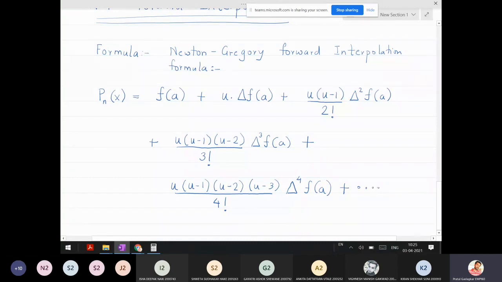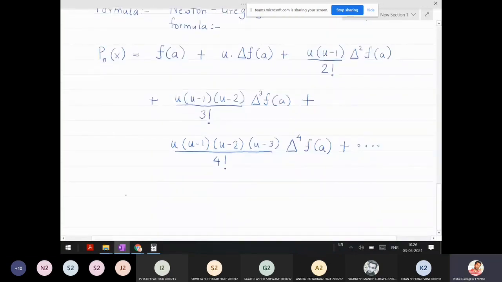This will be continued. Okay, this is the formula of Newton's Gregory forward interpolation. Now this looks very difficult actually, but when I solve problems then you will understand that it is very easy to handle this type of formula. Where, let us write, u is equal to x minus a upon h. This u will be fixed for our problems. Now let us take one problem related to this so that you will understand it is very easy actually.